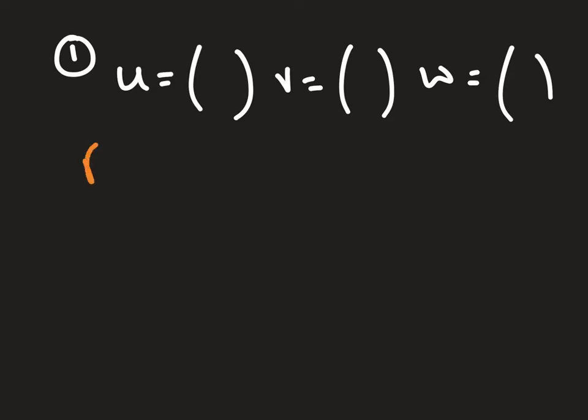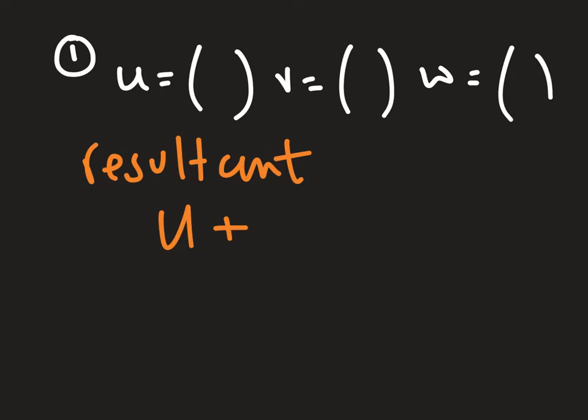The resultant is basically where we add up all the previous vectors that we've got. So just simply take vector u, add on vector v, and then add on vector w.